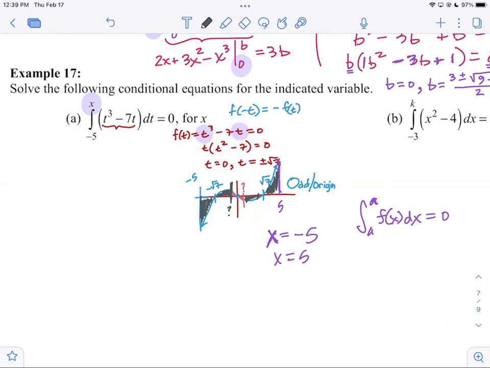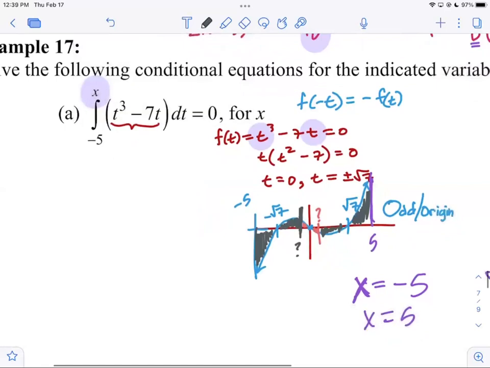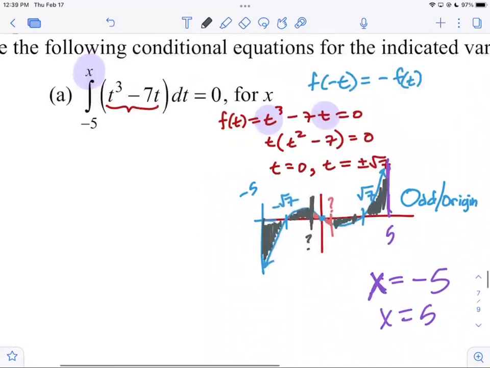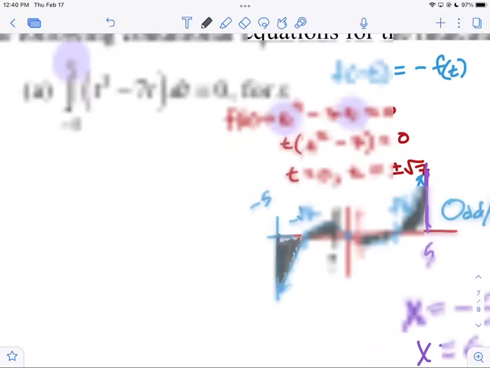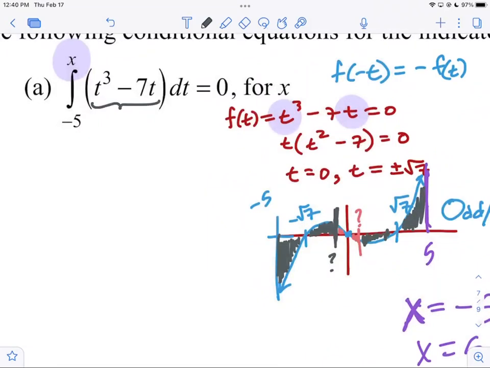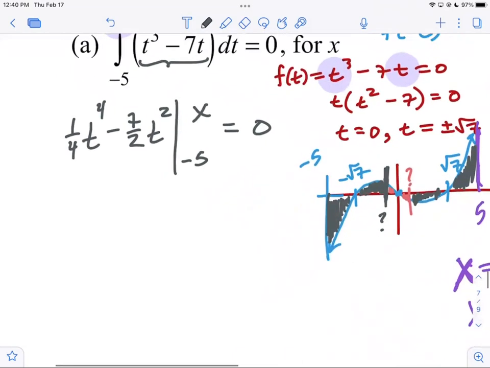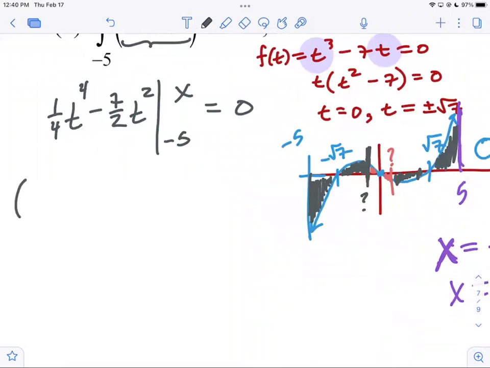Which you could have done from the very beginning. All right, but it's always nice to visualize what we're doing. Okay, so here's what BOTCing looks like. Let's find the antiderivative with respect to t. 1/4 t to the 4th minus 7/2 t squared from -5 to x, and we keep it equal to 0. It's a conditional equation. I plug in the top, and I get 1/4 x to the 4th minus 7/2 x to the 2nd. I plug in the bottom.